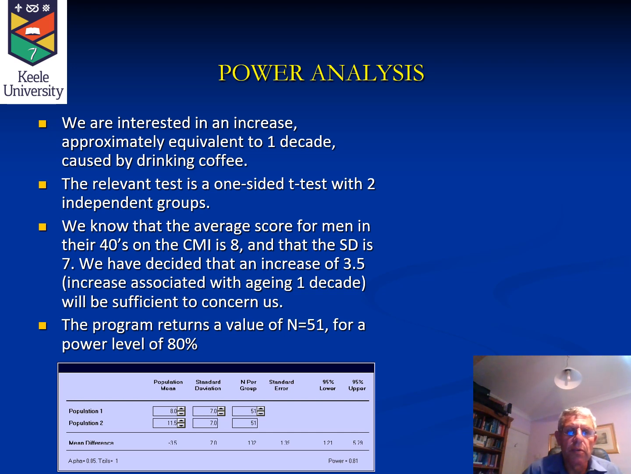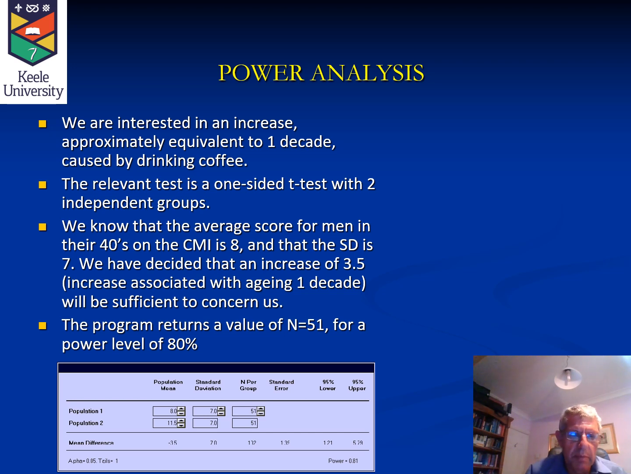So what we can do is use a calculator, enter these figures, and it will tell us how many people we would need to evaluate in each group in order to have a power of 80%. That is, concluding that there is an effect in the population when there really is an effect in the population, and a 20% chance of missing that effect.